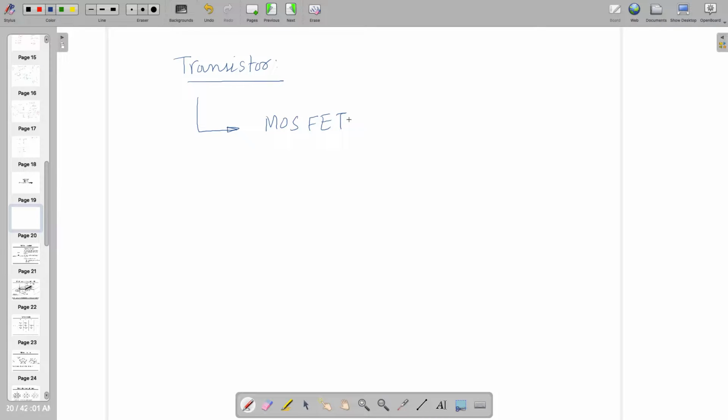So why do we call it MOSFET, by the way? What is the reason for MOS? Because of its structure, where it's metal oxide and semiconductor, and it is a field effect transistor, meaning it's voltage operated. On the other side we have BJT, which is current operated.